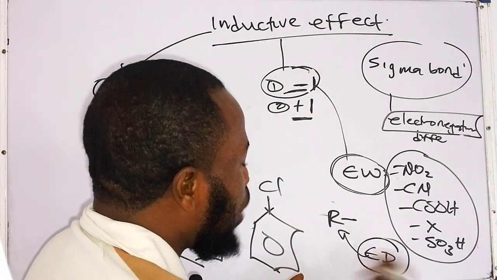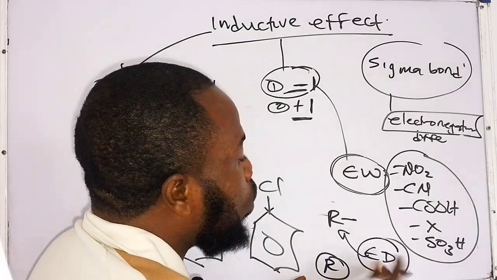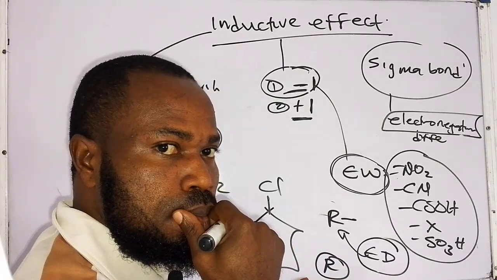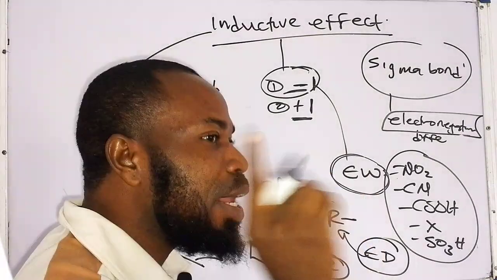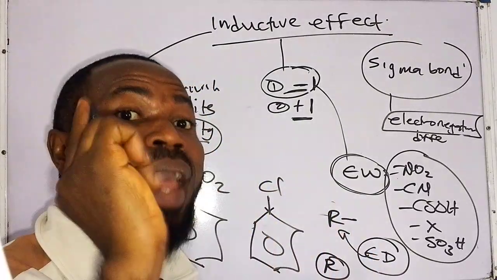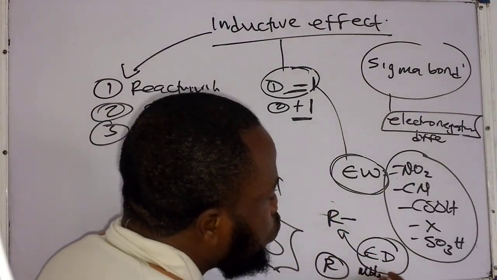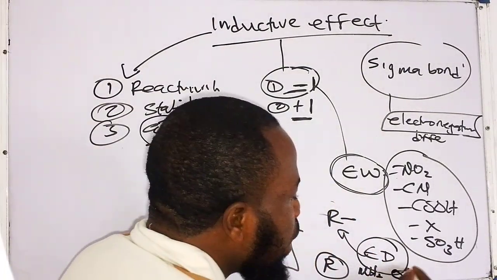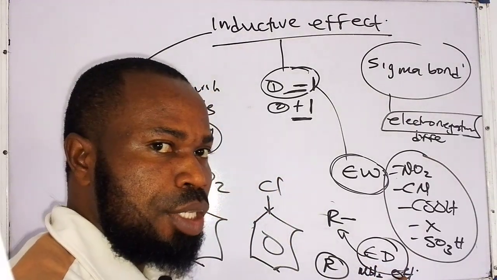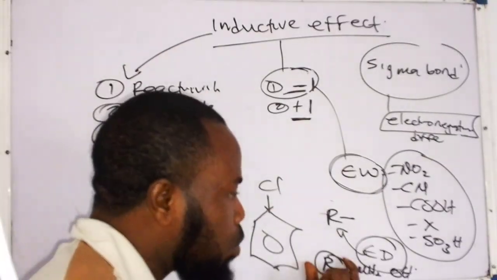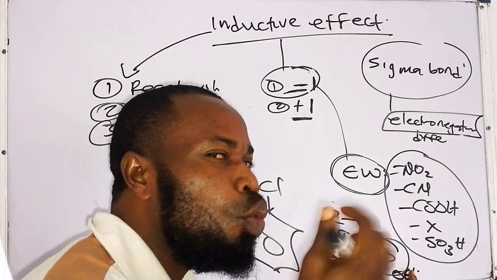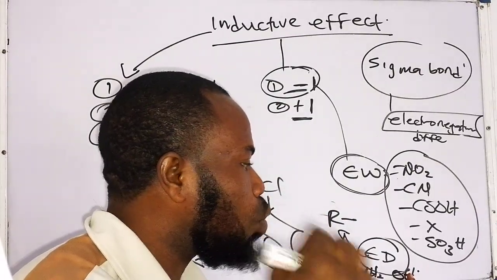Now, alkyls are electron donating. Not just alkyls, please, any compound that has lone pairs. For example, NH2 is electron donating. OH is electron donating. So alkyls and compounds that have lone pairs of electrons are electron donating.